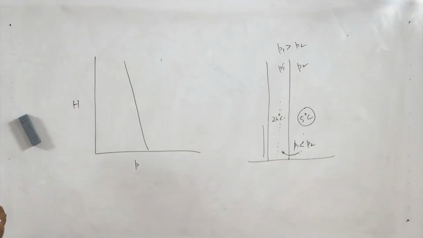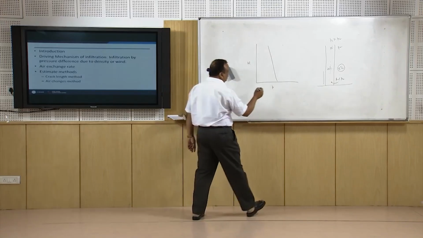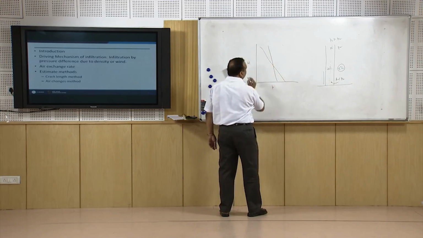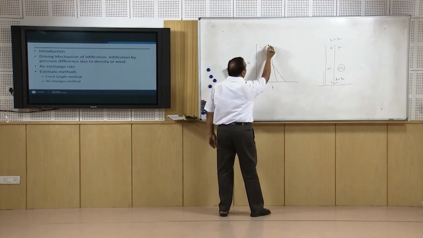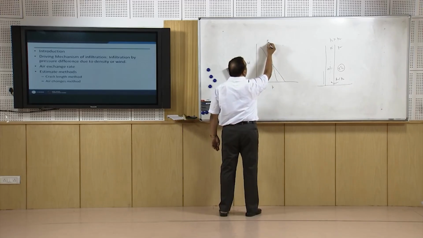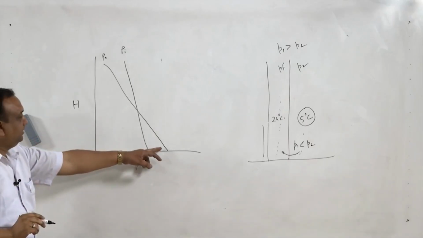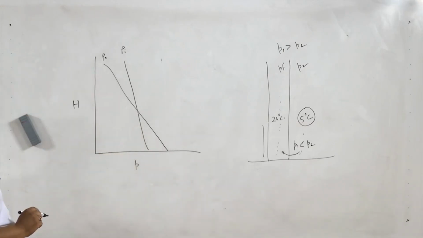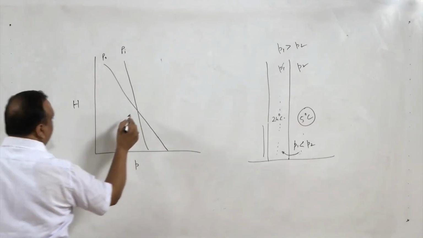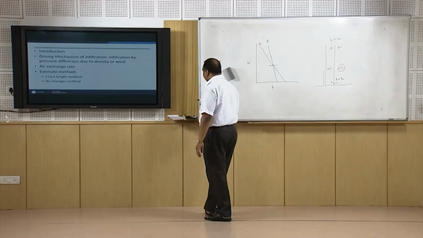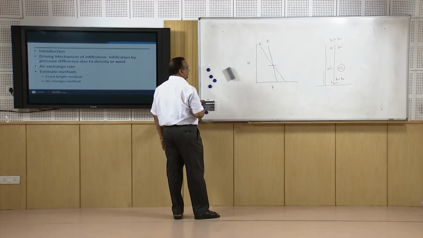Now, in the case of outside pressure, it is going to be like this. This is outside pressure, and this is building pressure, the pressure of the building inside. And this is the fall in the pressure with height of the building, and we get a point where the pressure on both sides is the same.